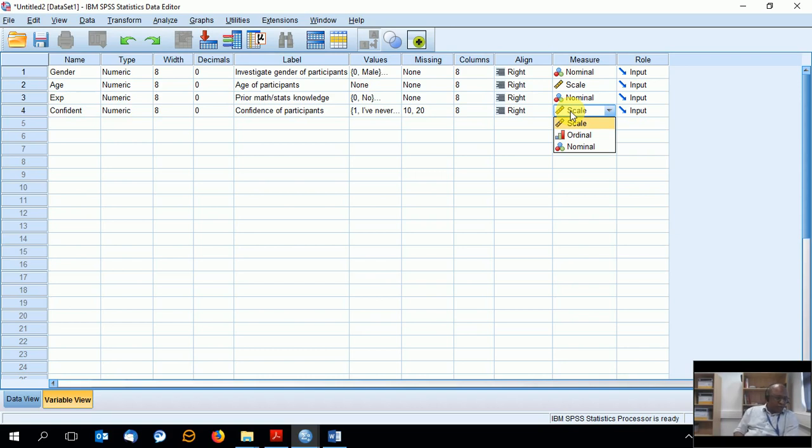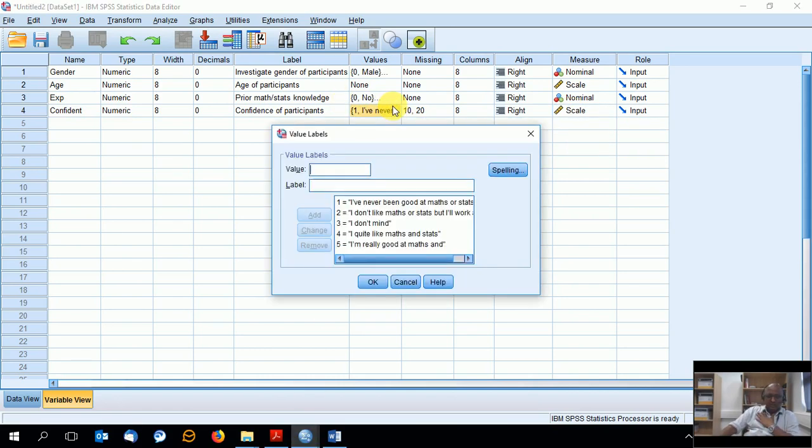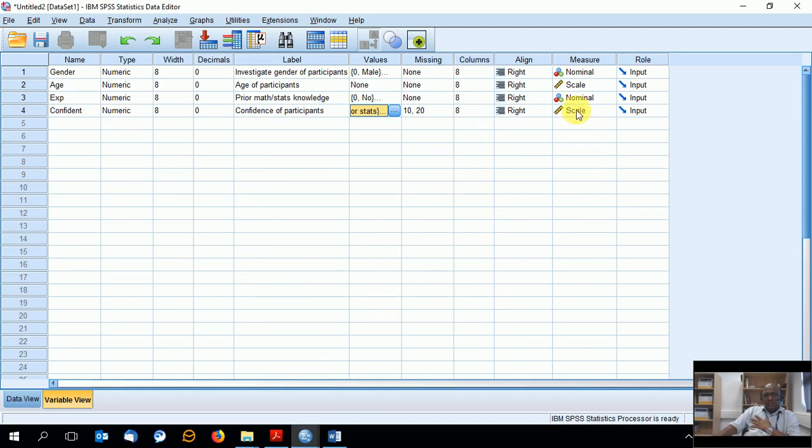So for confident, let's go back here. For confident, first of all, let's break it down here. It's not quantitative, it is qualitative. Hence, there's no way I'm going to keep it on scale. It will be either ordinal or nominal.